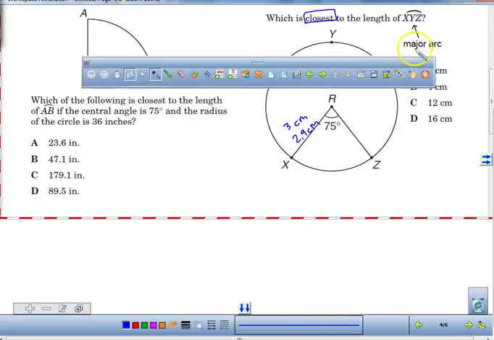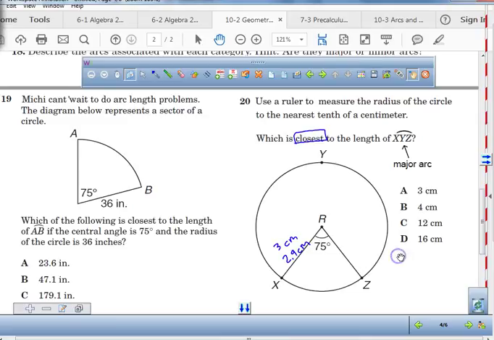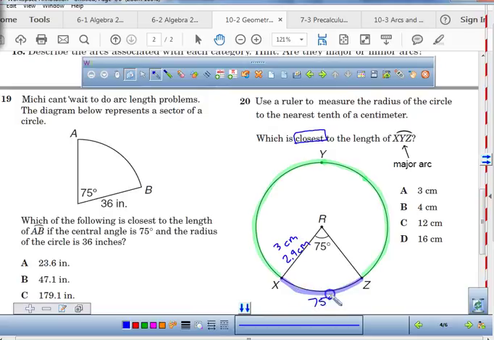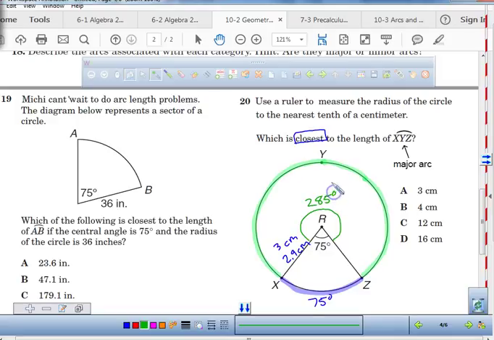By the way, what you're going to do right now is find the arc length of X to Y to Z, which goes from X, Y, all the way to Z. Now, if this arc right here is 75 degrees, how many degrees is all the way around? 285 degrees, which I know you're about to say 360 minus 75, so you're still right.